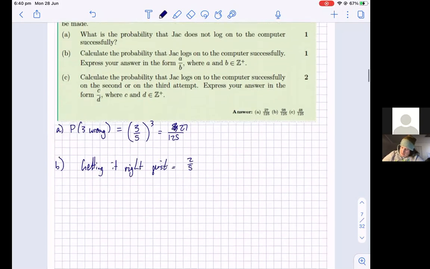Two-fifths, getting it right second. Well, we had 3/5 for getting it wrong the first time. Getting it right the second becomes 2/5. Getting it right third.